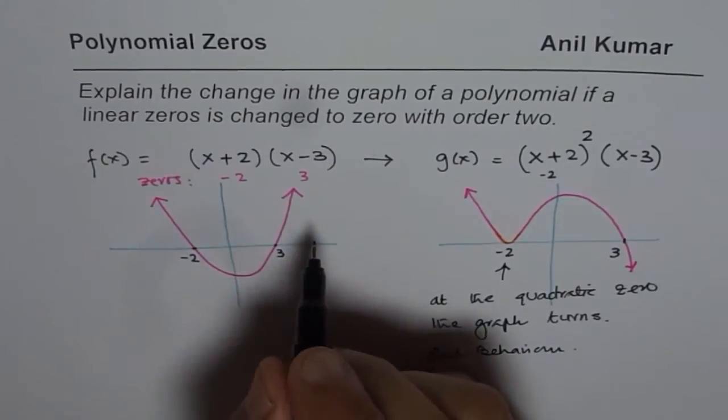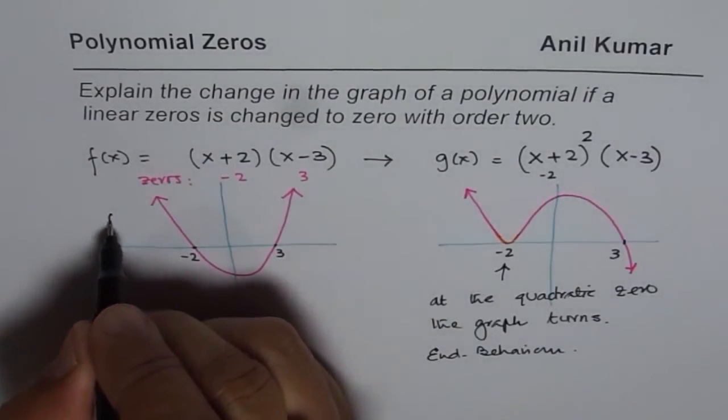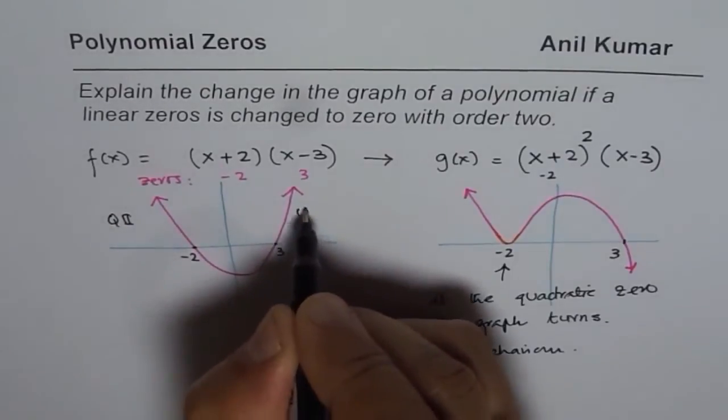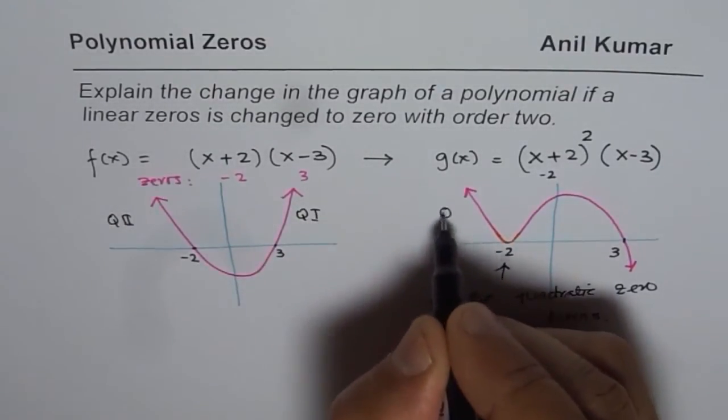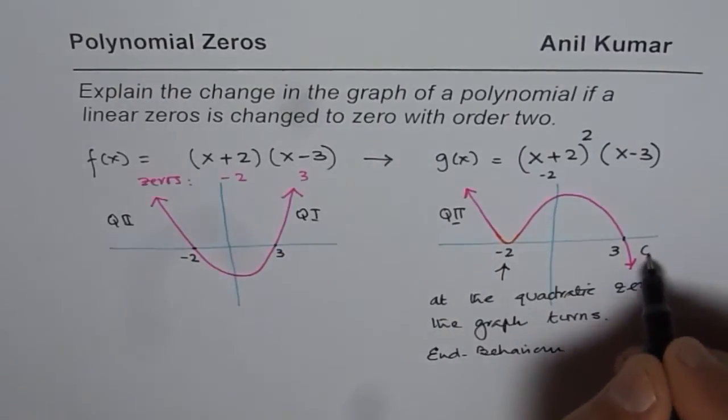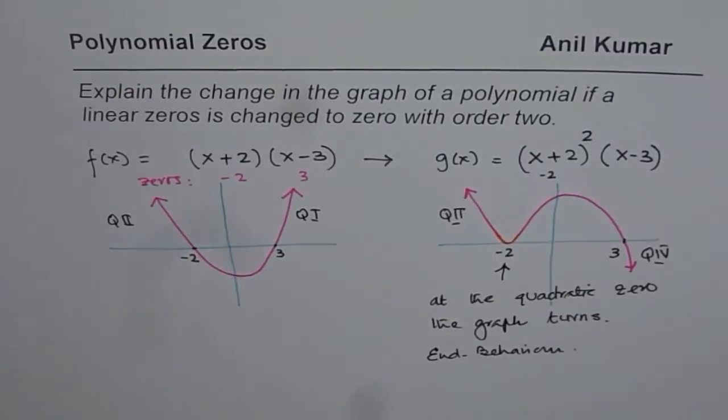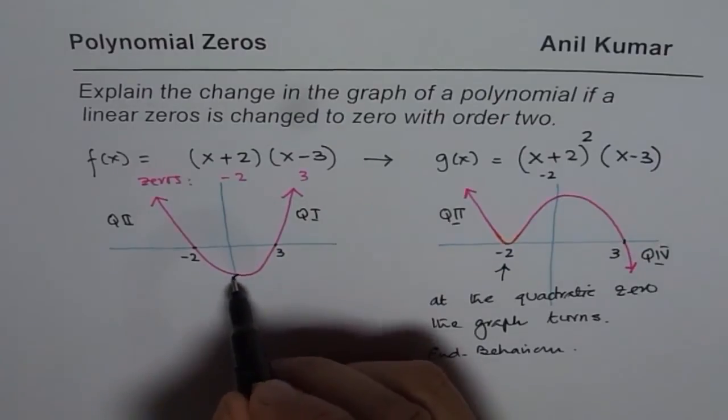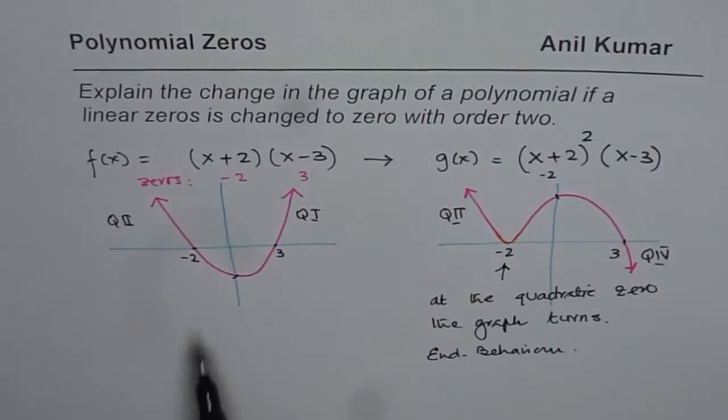So in this particular case, earlier the end behavior was from quadrant 2 to quadrant 1, and now it is from quadrant 2 to quadrant 4. Do you see that? Since clearly the degree changes from even to odd, and that brings in all the changes, right? So the y-intercept now has a positive value instead of a negative value, and so many other changes can be described.